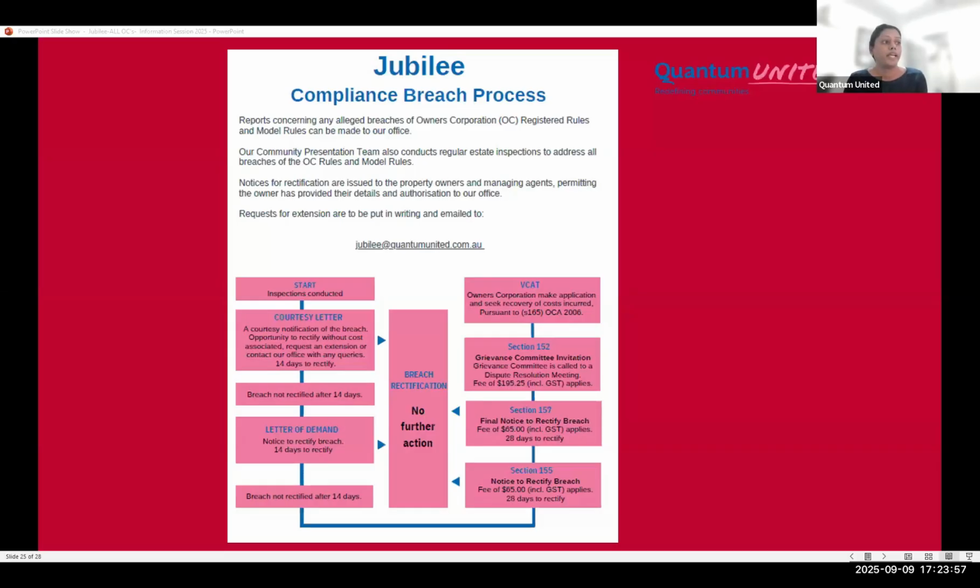Section 155 provides 28 days for owners to rectify it, and if it's still not rectified, it moves on to Section 157, which gives a further 28 days, and then eventually goes to VCAT. Obviously, we want to avoid taking owners or residents to VCAT. We do want to provide those extensions of time. If owners can get in touch with us and let us know how they want to sort out this breach as soon as possible, and what measures they are taking, it would assist the compliance team to provide that extension of time on the system and help you work out the compliance breach in a timely manner.